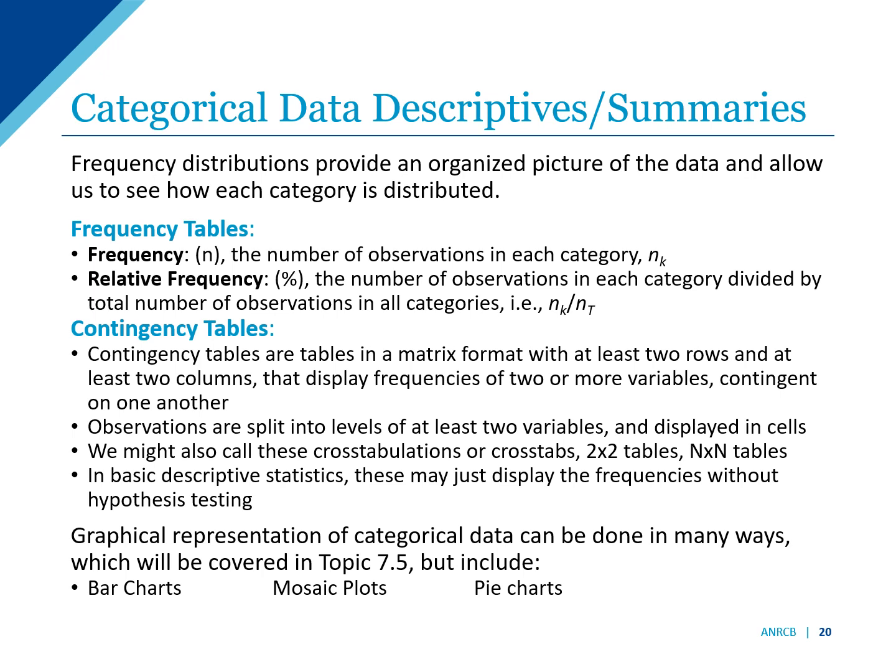Contingency tables are frequency tables that display 2 or more variables at once, contingent on one another. Observations are split into levels or categories of variables and displayed in matrix cells. You may be familiar with the terms crosstabs or 2x2 tables. These are other terms for contingency tables. They can be of any row by column size, but in basic descriptive statistics, these may only display the frequencies without any hypothesis testing. I'll show you examples of each of these next.